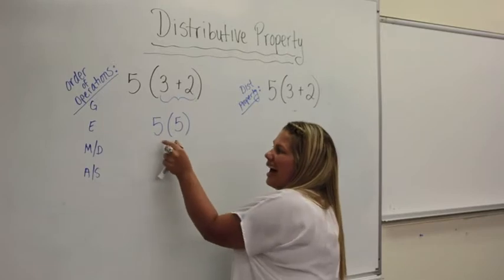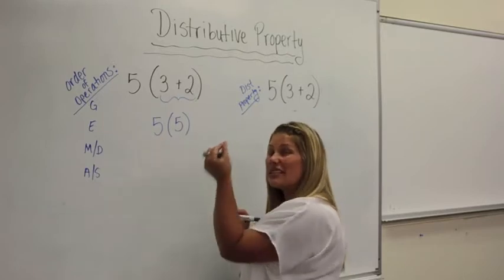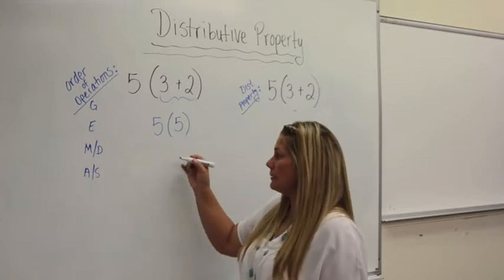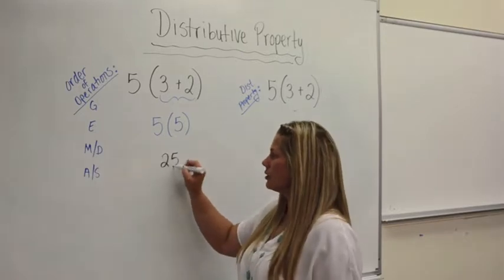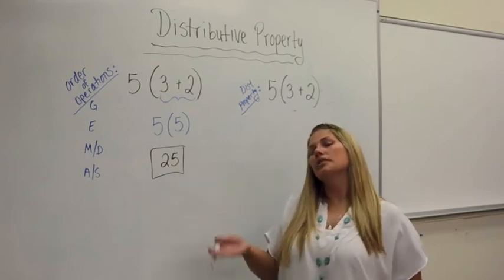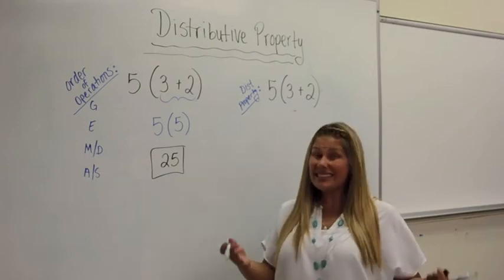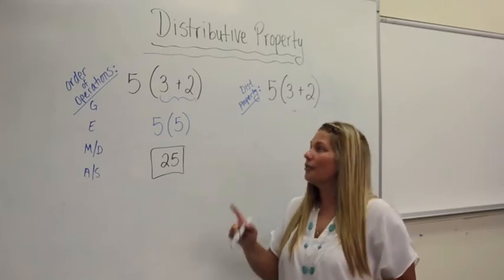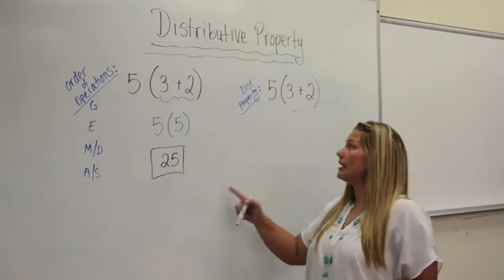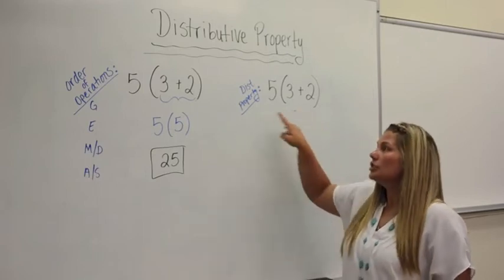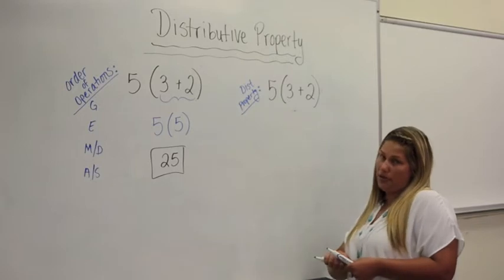Well, now, these are touching, and remember, touching means multiply. So when we multiply 5 times 5, we just get 25. Easy enough, right? Well, there's also a different way you can solve the same exact problem. But in order to be correct, remember, we should come up with the same answer because it's the same exact problem. So here's how distributive property works.